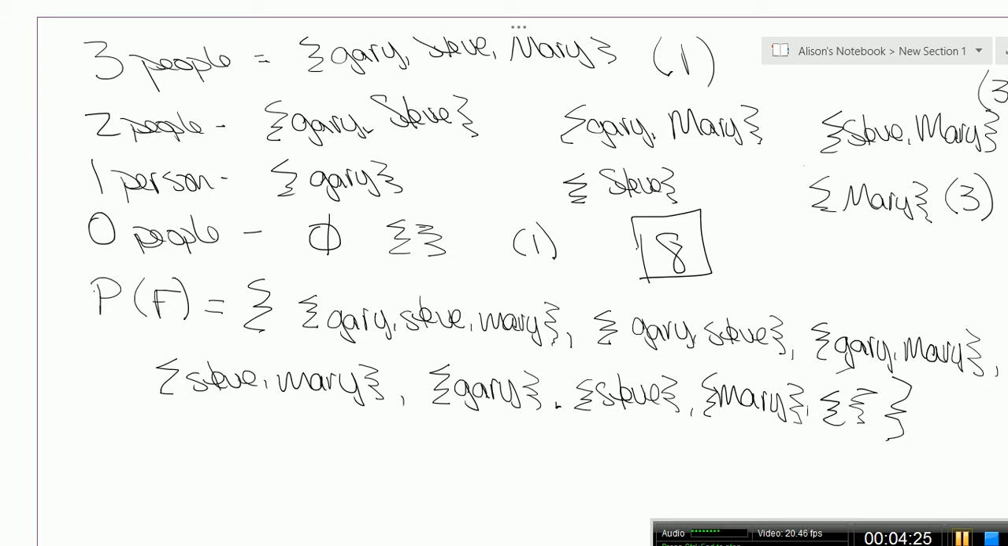So now how can I tell how many subsets there are supposed to be in my power set? Well, the best way to do that is raise 2 to the number of elements in my original set. There were 3 elements in my original set, Gary, Steve, and Mary. So if I take 2 and I raise it to a power of 3, it's going to give me 8. This tells me that there should be 8 subsets in my power set. And if you'll notice, when I originally counted them up, we counted 8. So this is a way that I can tell if I got them all.